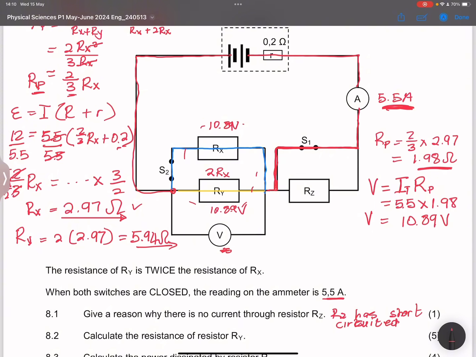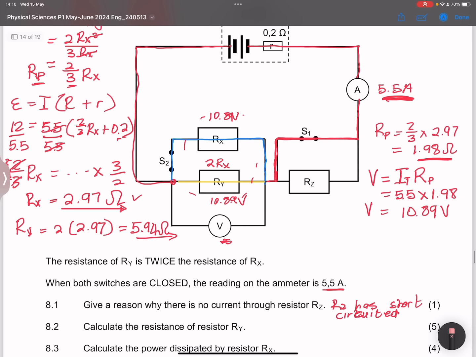So, ladies and gents, let's find out what is the power that is dissipated. We know that power is equal to V squared divided by Rx. So the voltage, 10.89, squared, divided by the resistance of Rx. We said Rx is 2.97.